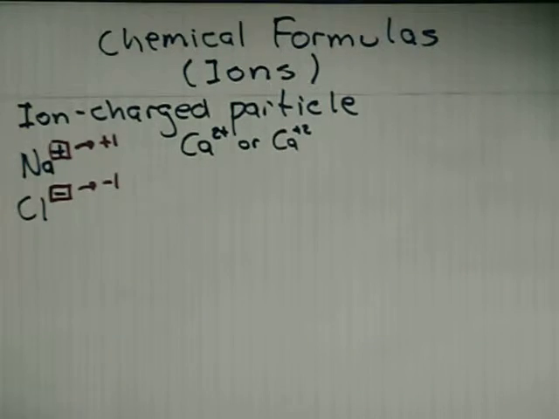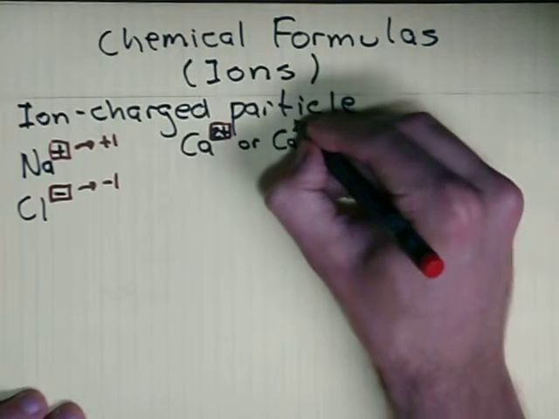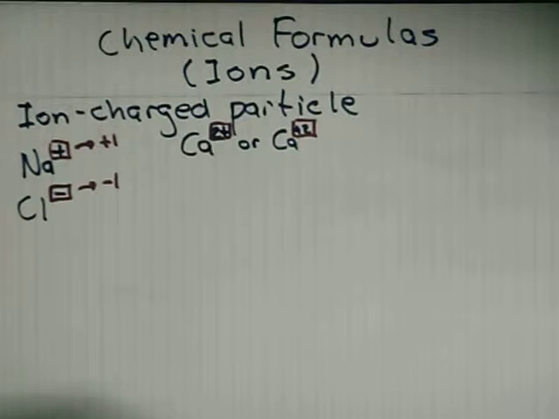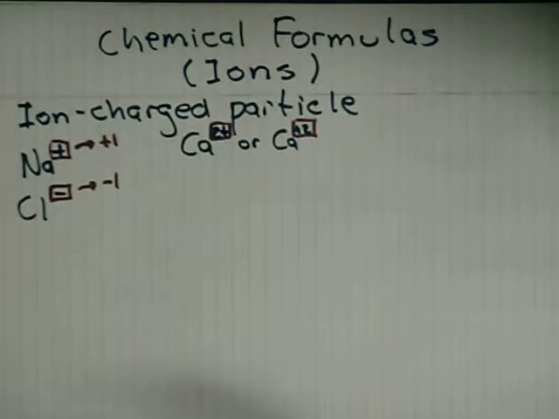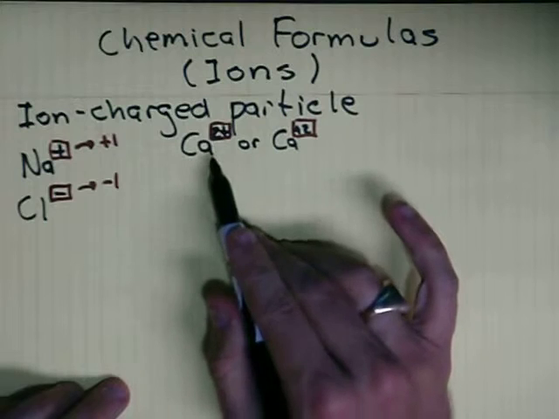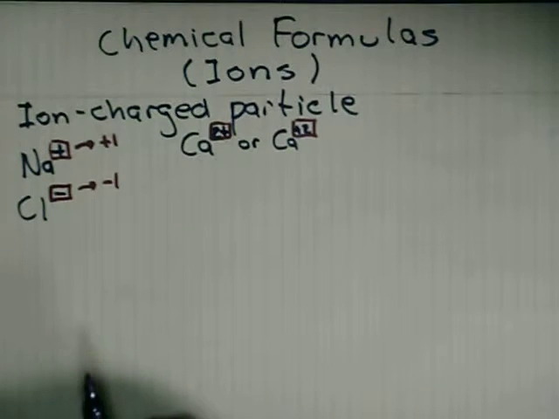But the important thing to remember is that if it's in this top right part of the symbol, that is the charge. Not how many, but the charge. If we want to write how many of them, if we had 2 of them, for example, that would be down here in the bottom right. We're not talking about number right here, we're talking about charge.